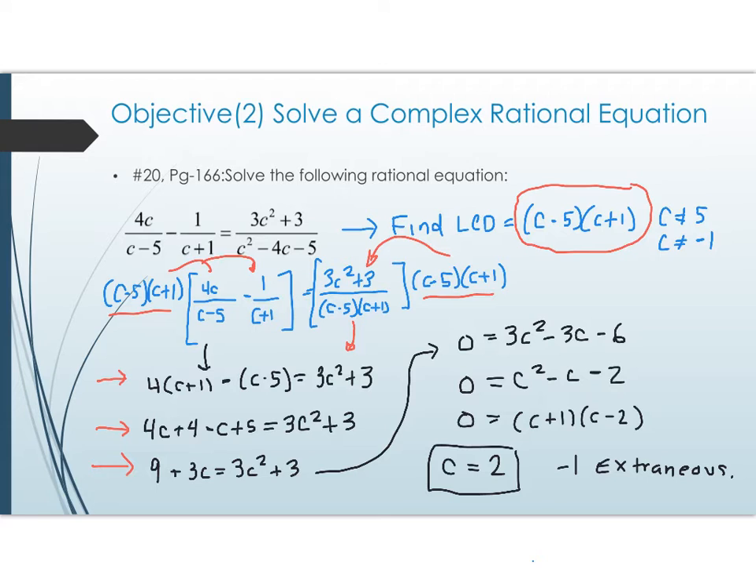Here we did the factoring. We factored the 2, and when we factor it, we can set these factors equal to 0. And we see that c is equal to 2, and c is equal to minus 1. But minus 1 doesn't work because when we put it in, we get a 0 on the bottom, and we can't have that situation. Remember, that was our restriction. And so that's the way we solve a complex rational equation.